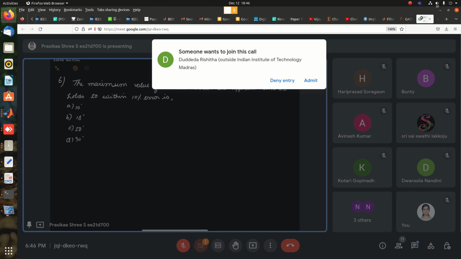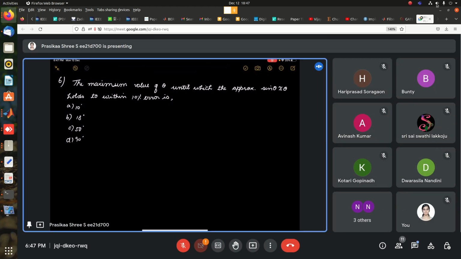So we say that usually sine theta can be approximated to theta. The question goes like: the maximum value of theta until which the approximation of sine theta to theta holds within 10% of error. So when you take sine of an angle and the angle itself, and find the error between these two, you need to have the error to be 10%. That's what the question means. Try solving this.